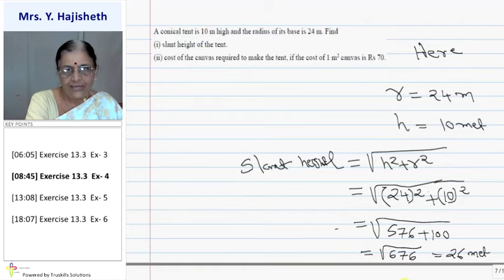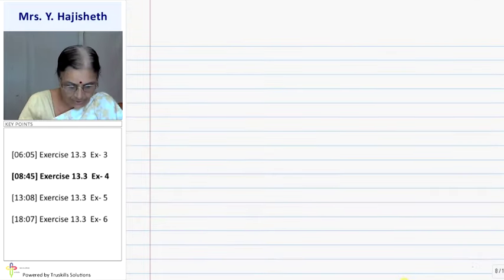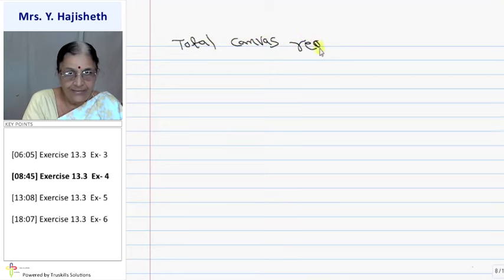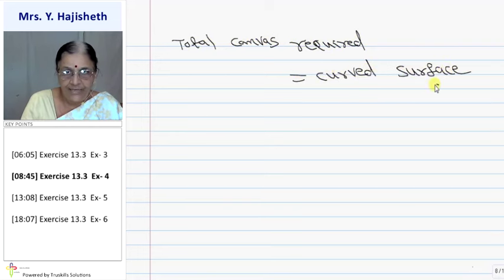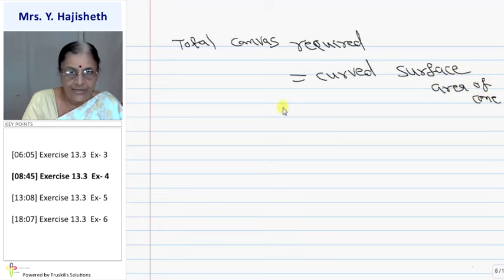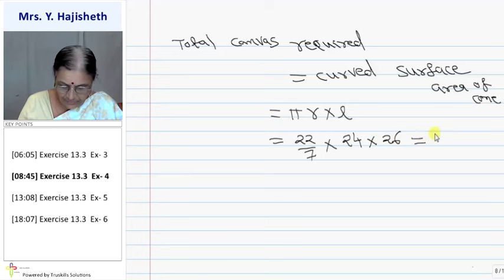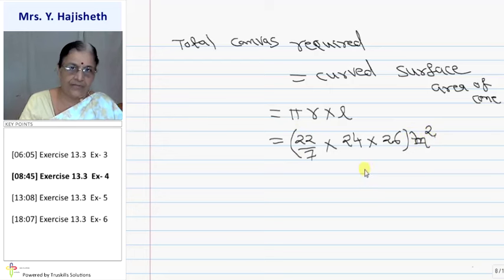Now you are asked to find the canvas required. Total canvas required is nothing but the curved surface area of the cone. So it is pi r l. So it is 22 by 7, r is 24, and l which we calculated is 26. So it is coming this many meter square. This much meter square cloth is required. Calculation will be at the last.